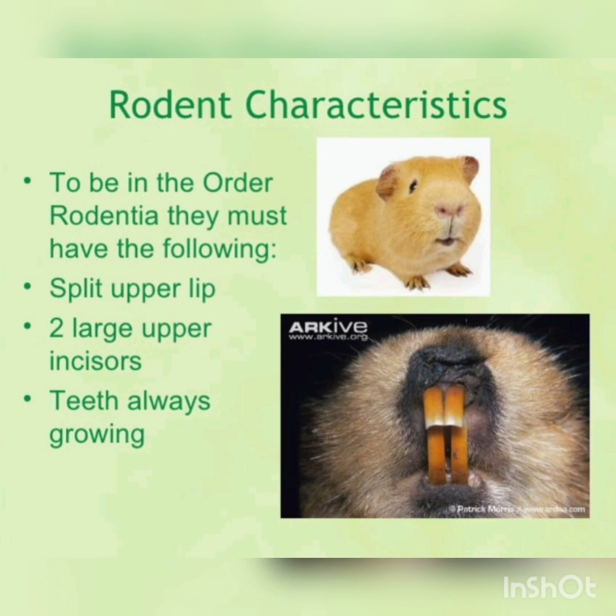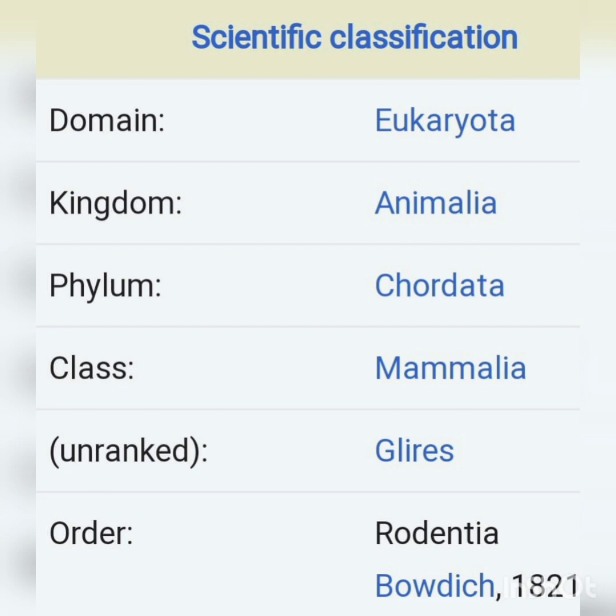If you see, domain Eukaryota means they have a true nucleus in all their cells. Then kingdom Animalia, they belong to the animal kingdom. Phylum Chordata, they have a backbone. Class Mammalia, they are breastfeeding animals. And order Rodentia, all rodents belong to order Rodentia. So they are well known and found everywhere.